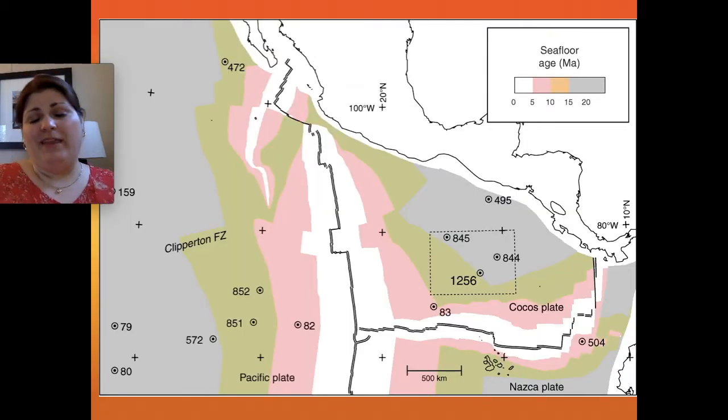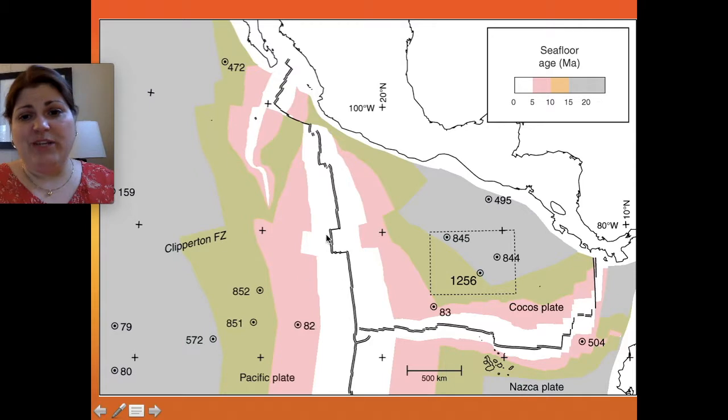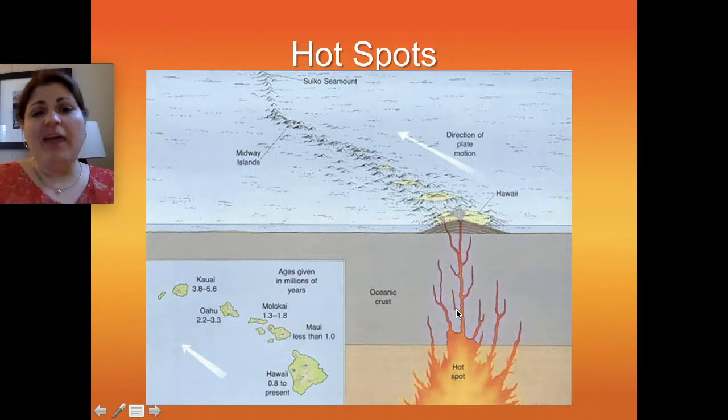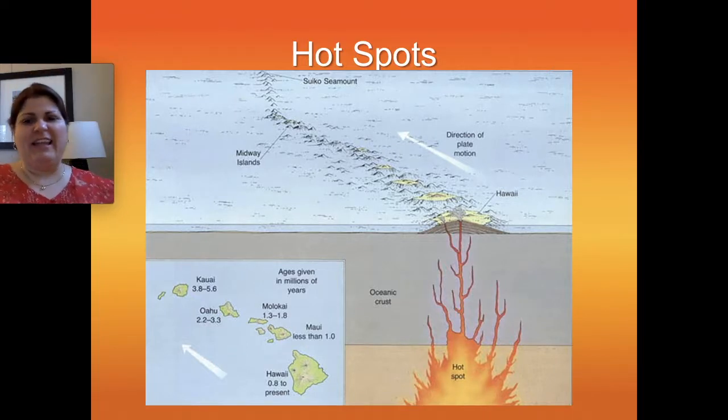This is true not only at the Mid-Atlantic Ridge, but this particular plate boundary is in the Pacific, near the plates near Mexico and South America. This ridge that we see here, as well as here, is exhibiting those same characteristics that we found at the Mid-Atlantic Ridge. Another phenomenon is found by island chains.